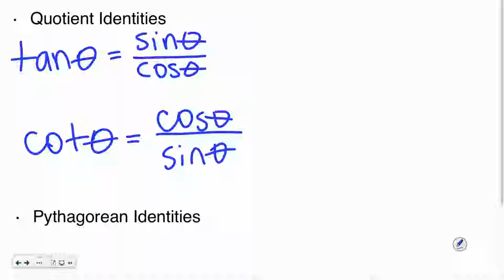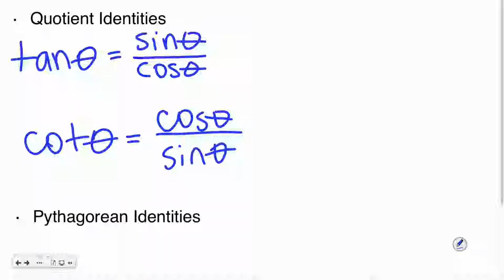If you see sine over cosine, you can change it to tangent. If you have tangent, you can change it to sine over cosine. Do you feel like you already kind of knew these from working with the unit circle? You need to remember these. You need to recognize them. But I feel like you already kind of knew them without knowing that you knew them.